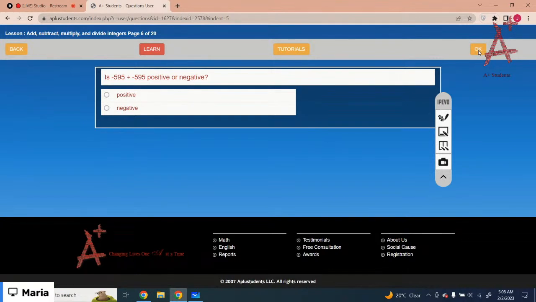Okay, is negative 595 divided by negative 595 positive or negative? So both the numbers have the same sign. Isn't it? Divisor and dividend both are negative. So the answer must be positive. Got it? Positive.